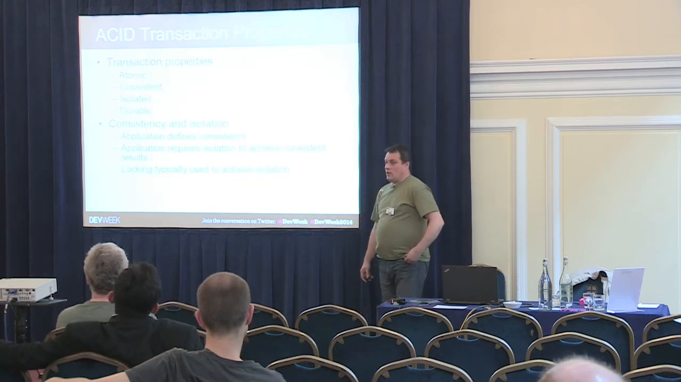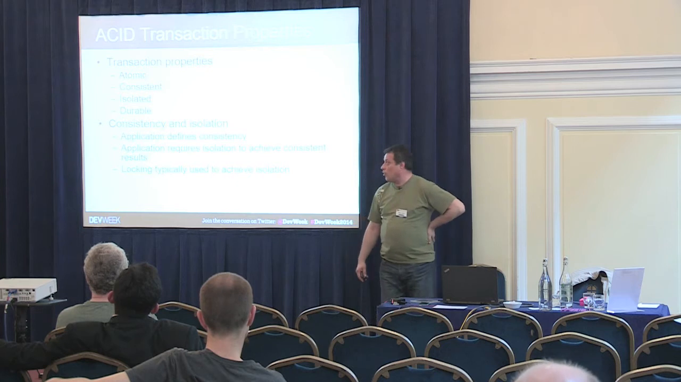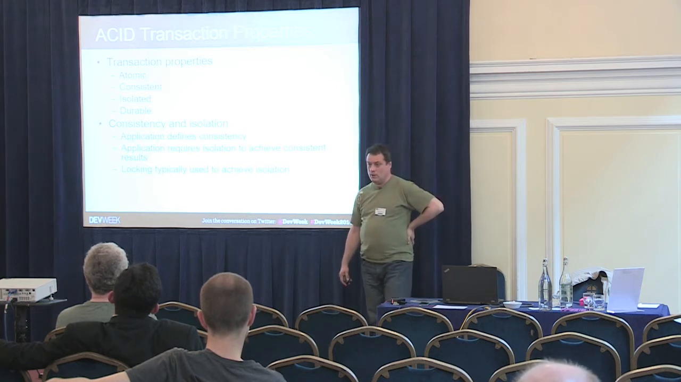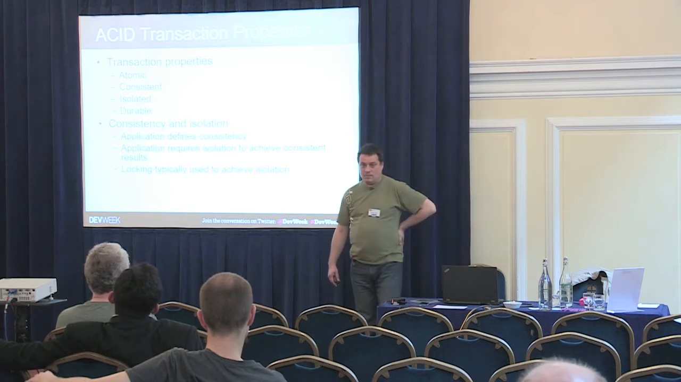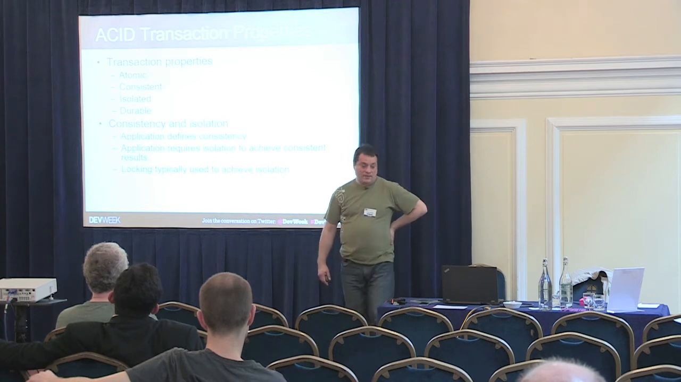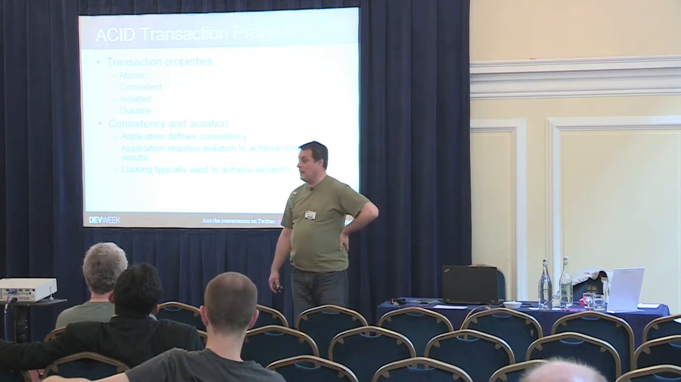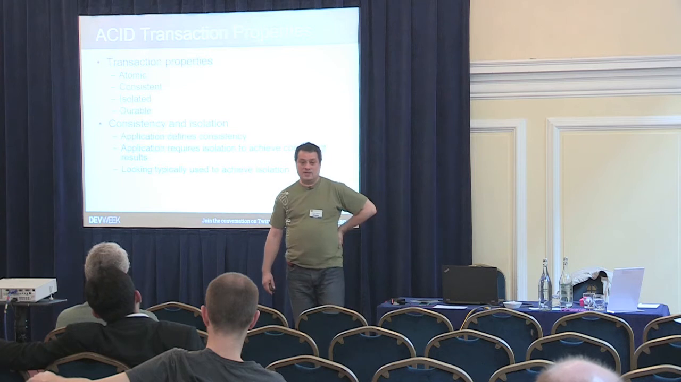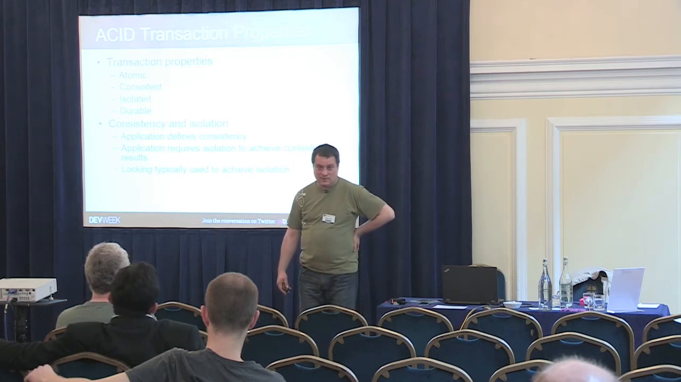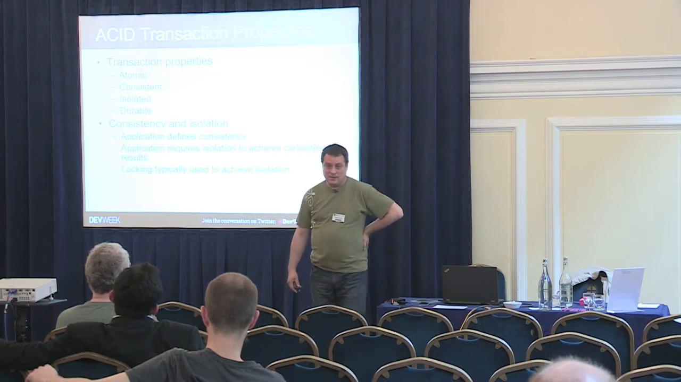So ACID is a nice acronym for transaction properties. A transaction should be ACID. This is an acronym for atomic, consistent, isolated, and durable. Now, this is a completely made up acronym because the only relevant thing here is consistency. If the database was in a consistent state before a transaction, you want to have it in a consistent state after the transaction. In order to get this consistent state, a transaction must be durable, must not be lost. Okay? And also, a transaction must be atomic, indivisible.